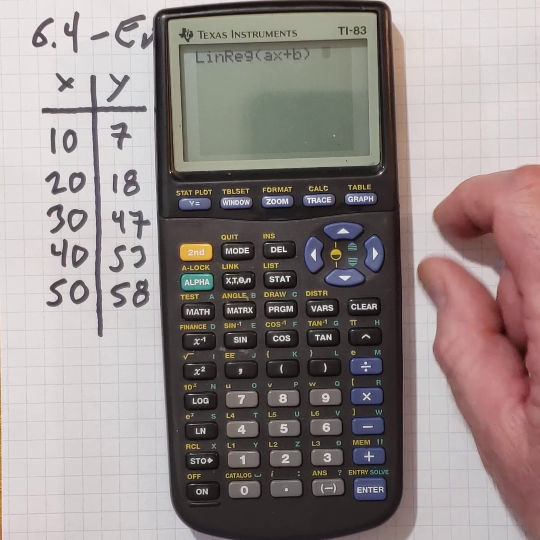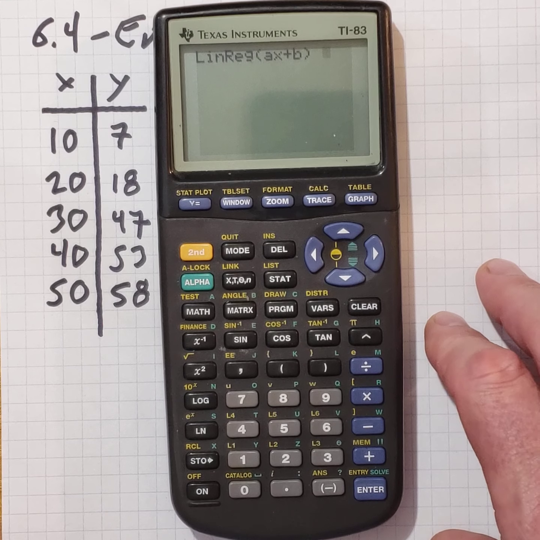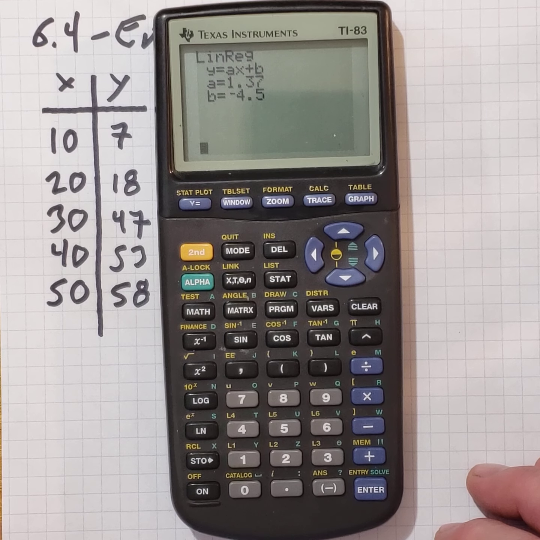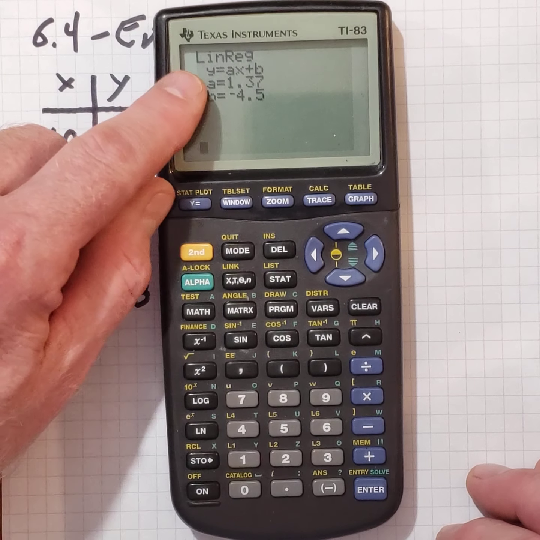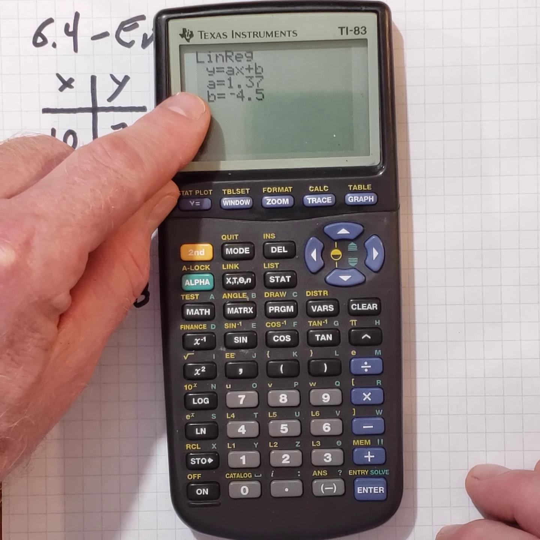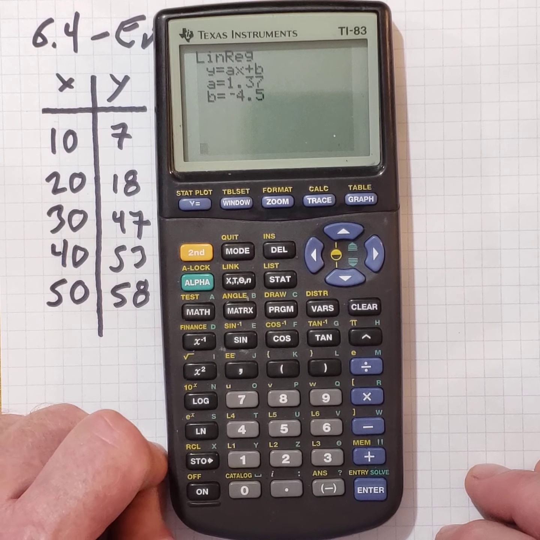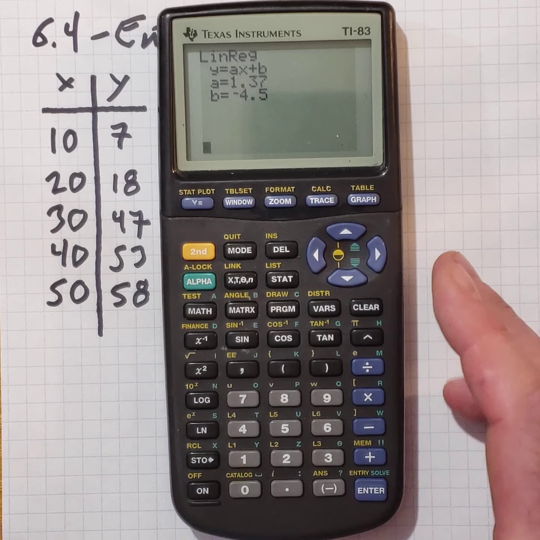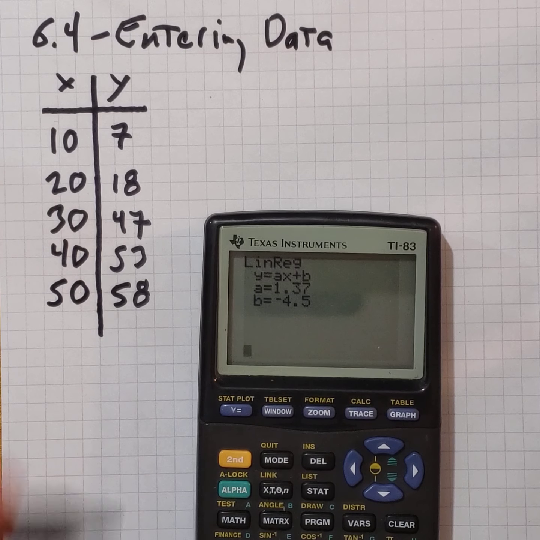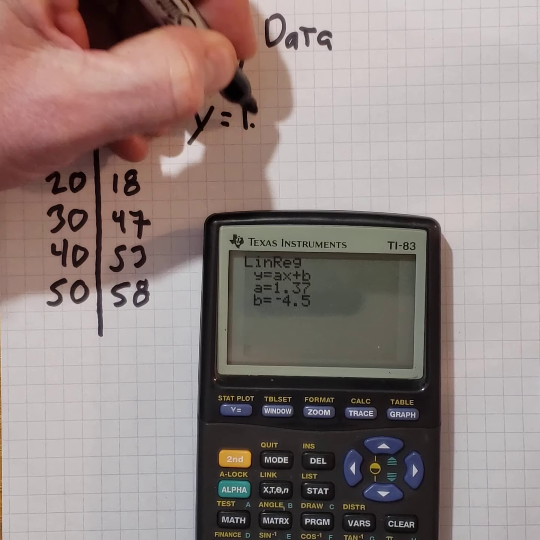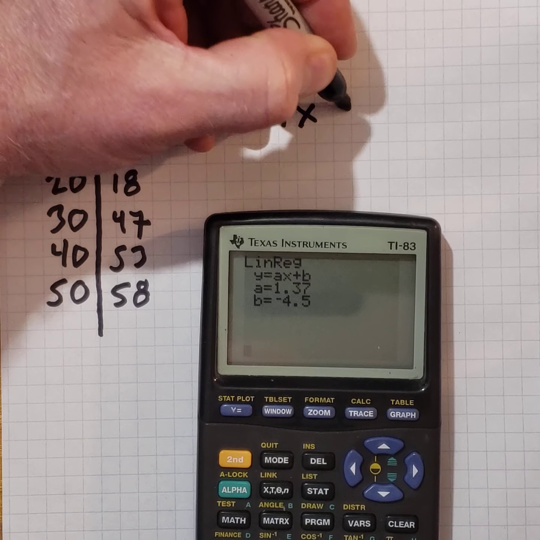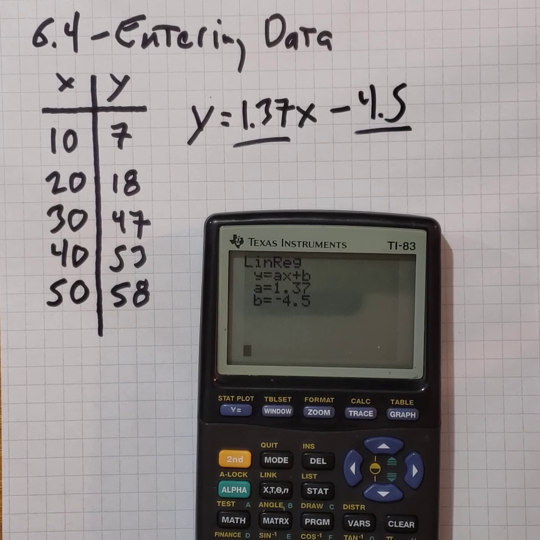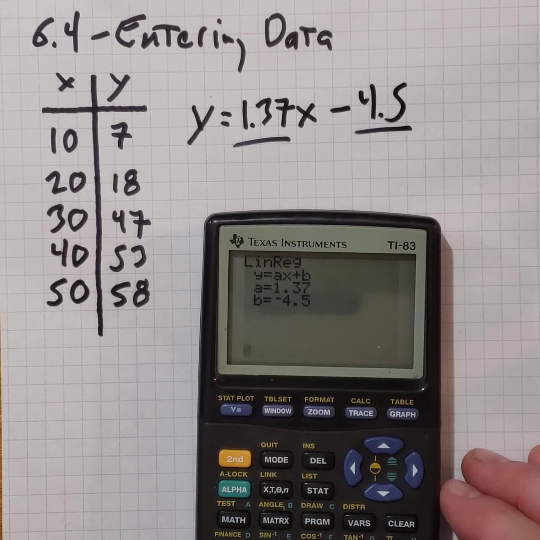So linear regression, it's asking us now, what lists do you want to find the line of best fit for? Notice there were more than just 2 lists, but if we don't enter anything here, it will assume list 1 and list 2. So let it assume that, and it will give us y equals ax plus b, a equals 1.37, b equals -4.5. What that means is the line of best fit through this data is y equals 1.37x minus 4.5. So it gives us our slope and our y-intercept. And that's the line that will do the best job of hitting all of those points.